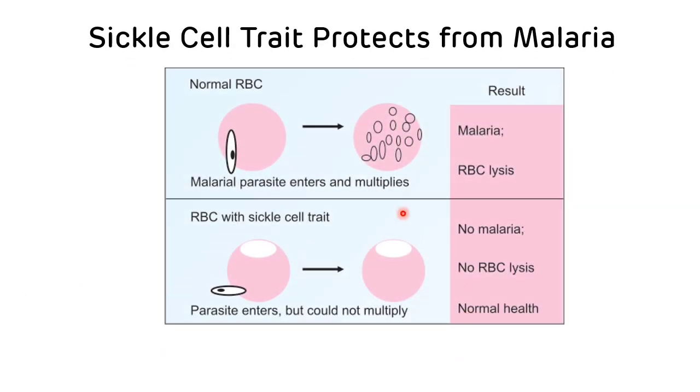This is the picture of normal RBCs. Inside that, the malarial parasite enters, multiplies, and results in malaria. But in the person with the sickle cell trait, the parasite enters but couldn't multiply because the RBC with the sickle cell trait has a shorter lifespan. So it doesn't result in malaria. That's why sickle cell trait protects from malaria infection.